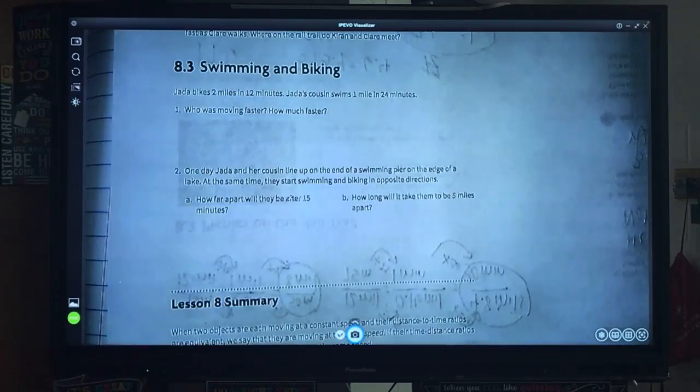Part 2 says one day Jada and her cousin line up on the end of a swimming pier on the edge of a lake. At the same time, they start swimming and biking in opposite directions. A, how far apart will they be after 15 minutes? And then how long will it take them to be 5 miles apart? All right, working together, go. I'm just gonna divide both of them by 20.